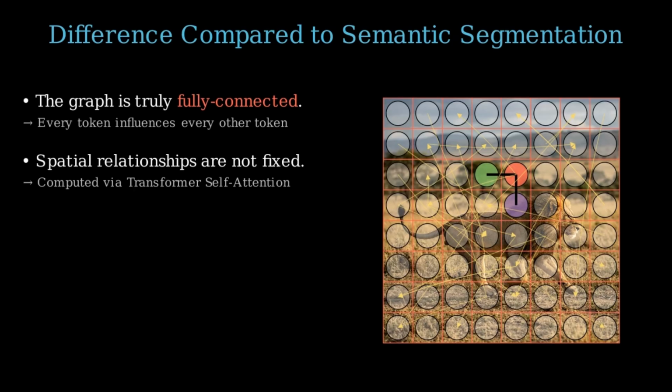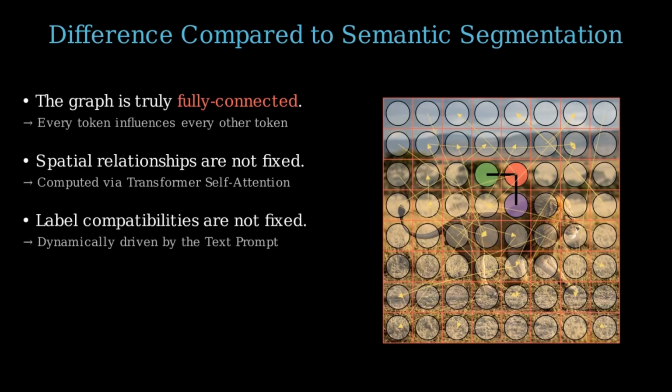Second, the spatial relationships are not fixed. In segmentation, a pixel's relationship to its neighbor is static. In our approach, the spatial compatibility between any two tokens is dynamically computed based on the self-attention maps of a transformer. Third, the label compatibilities are also not fixed. Instead of using a predefined matrix of label relationships, our model dynamically predicts how compatible two labels are by conditioning on the text prompt. This allows the model to adapt its generation rules based on exactly what you asked it to draw.